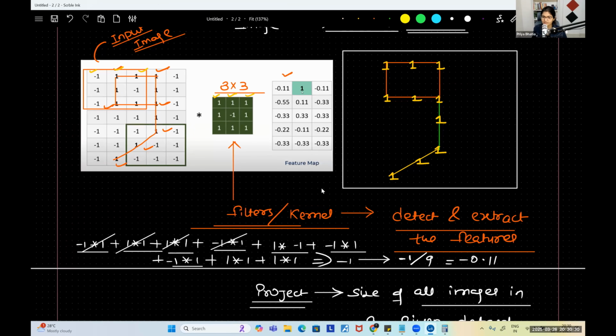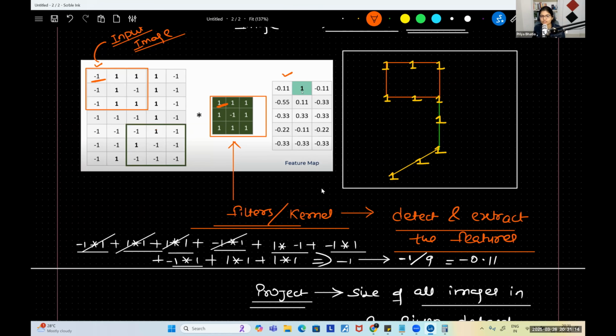Again, I am repeating, it's quite simple how we are multiplying. So please pay very close attention to what we are discussing today, otherwise you will skip the entire session. Focus is required. This complete 3 cross 3 filter, which is 1, 1, 1, 1, minus 1, 1, 1, 1, 1, will be put over this 3 cross 3 matrix in the input image. Every value is multiplied by the value at the same position in the filter.